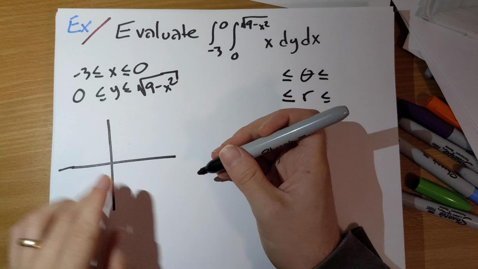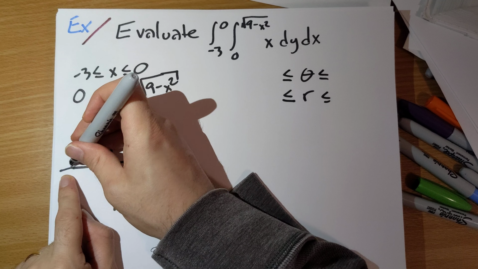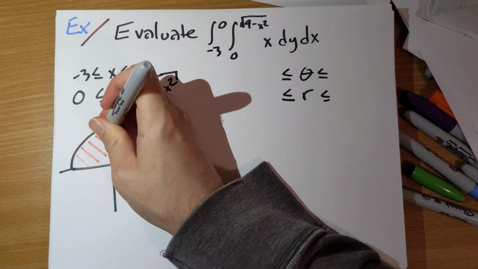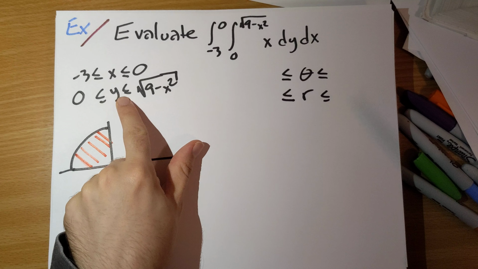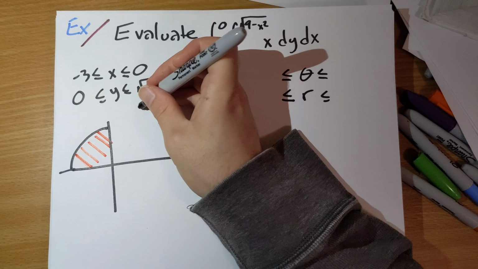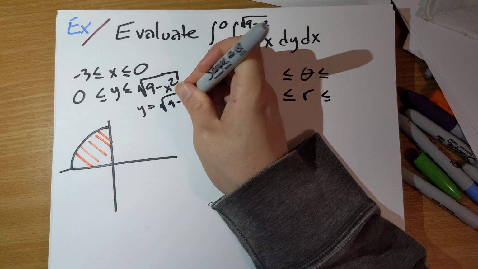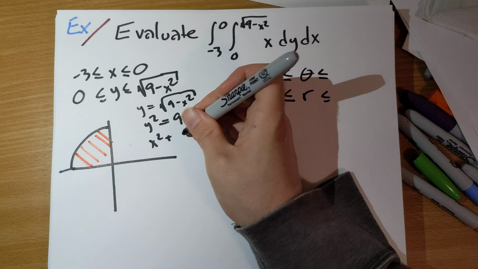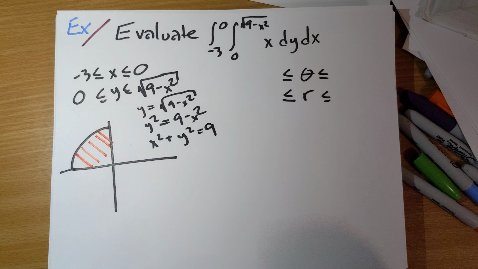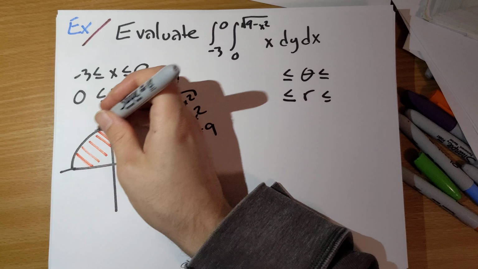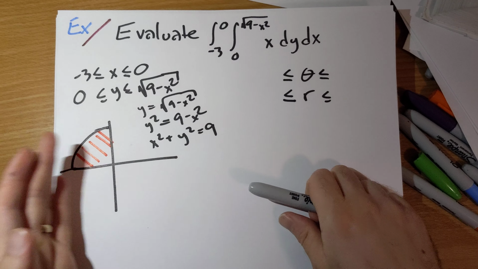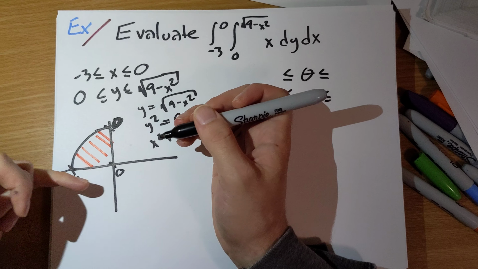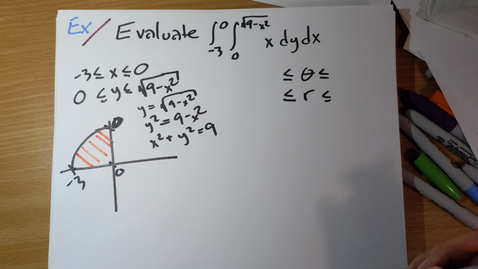Okay, so we are over here. It's going to be this quarter circle right here. So y is equal to the square root of 9 minus x squared. If we square both sides, we get y squared is equal to 9 minus x squared. That's x squared plus y squared is equal to 9. This is a circle of radius 3. So that's why I said this is a quarter circle here. So x is from -3 to 0. Y runs from 0 to the boundary of the circle.